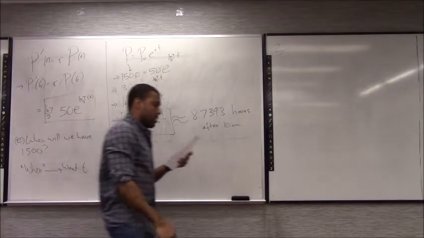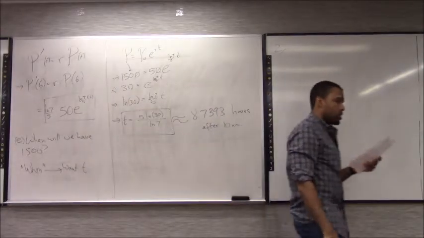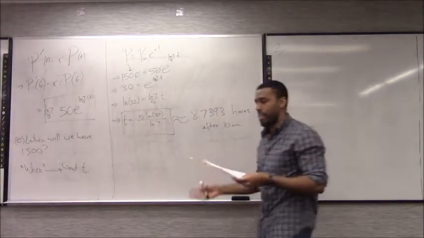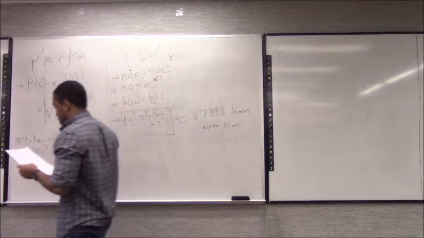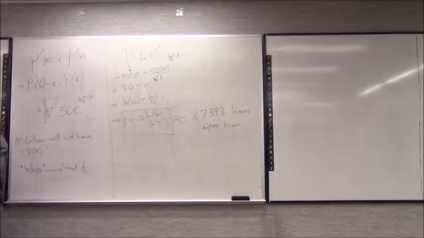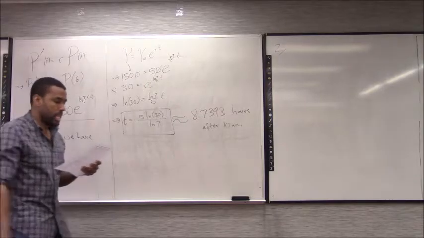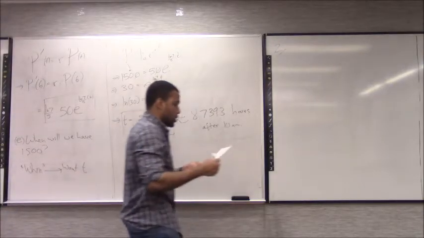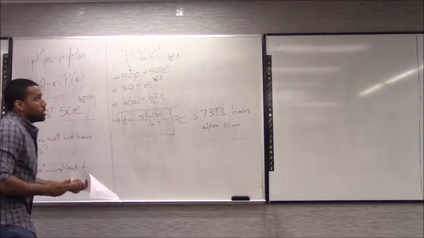The half-life of a radioactive substance is 30 years, right? This means after 30 years you will have half of what you started with. Suppose we have a 200 milligram sample of the substance and let P of t be the mass remaining after t years. Okay.